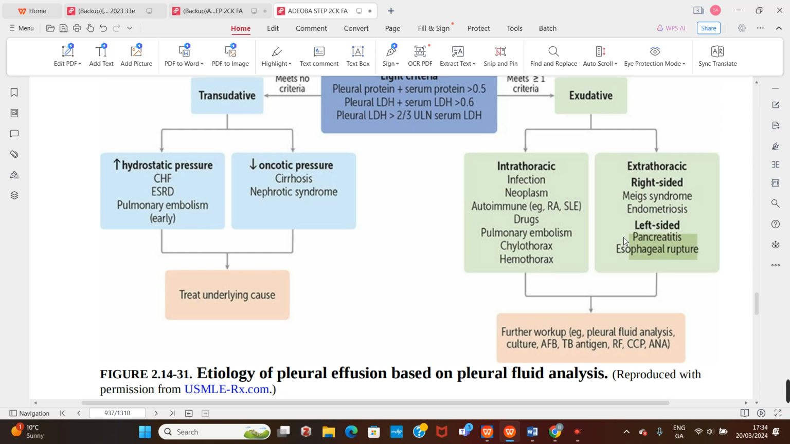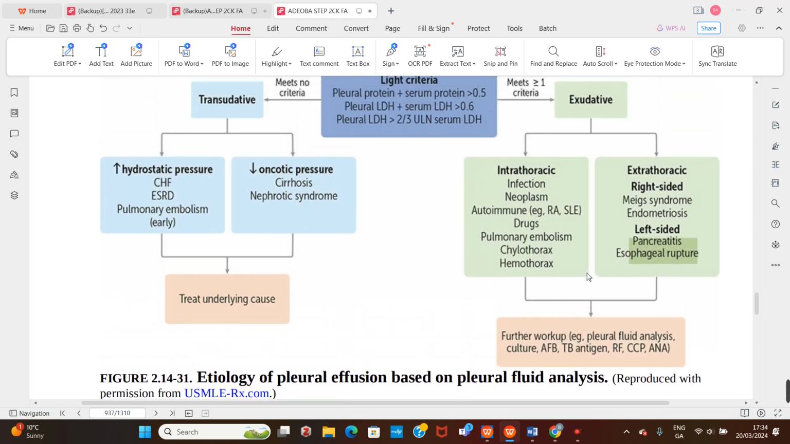The only way to remember that is that the distal part of the esophagus continues with the stomach, and we know that the stomach is situated on the left. So it means that if somebody has distal esophageal rupture, they can easily have extravasation of the content into the left side of the lungs, which is causing the pleural effusion.